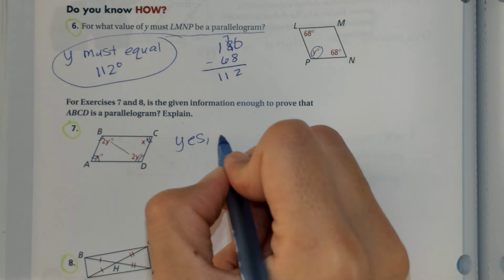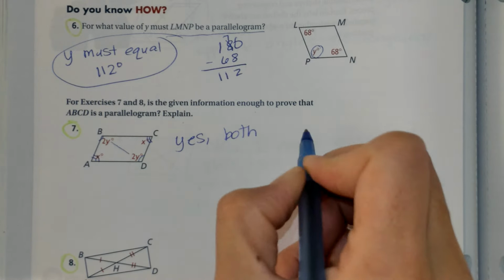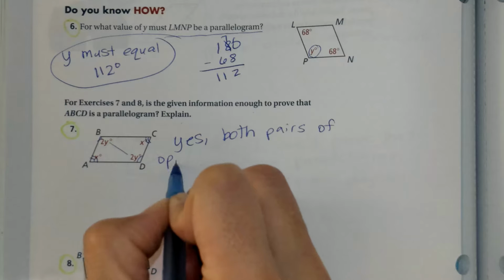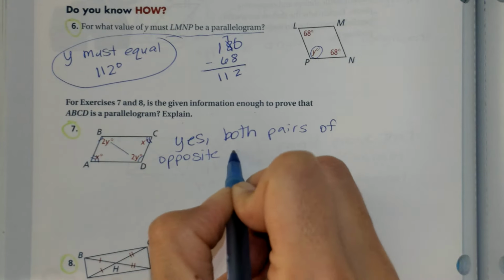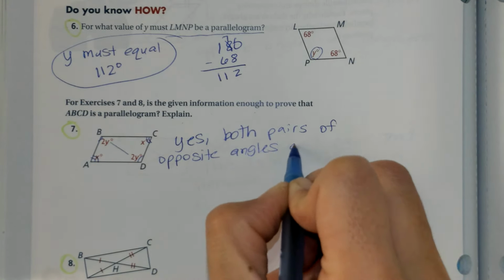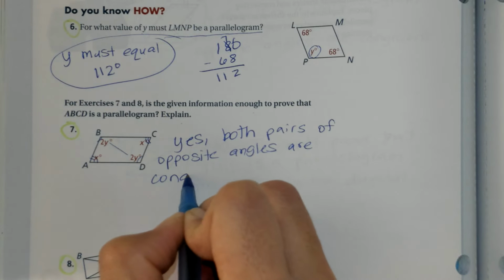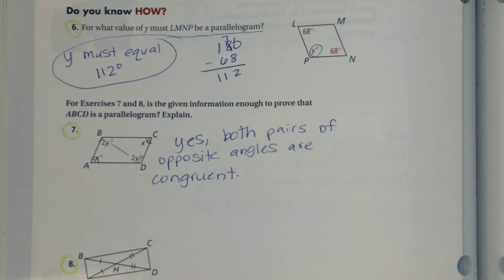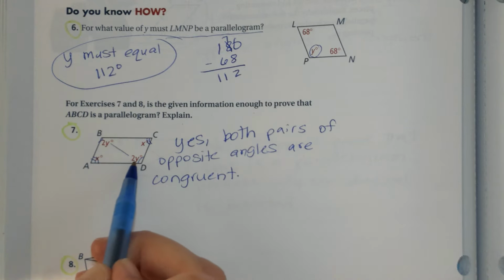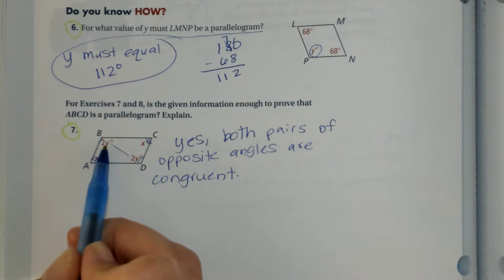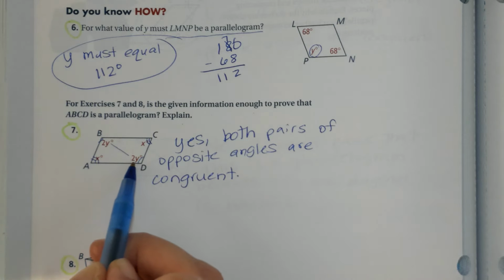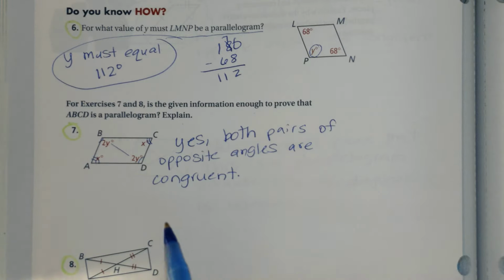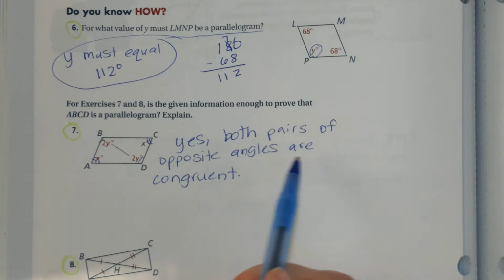Yes, both pairs of opposite angles are congruent. So that one did have enough information. Again, even though it's not giving me the actual numerical values, I know that this expression 2y is congruent to this expression 2y, and x is the same as x. So they are congruent. So opposite pairs of angles are congruent.